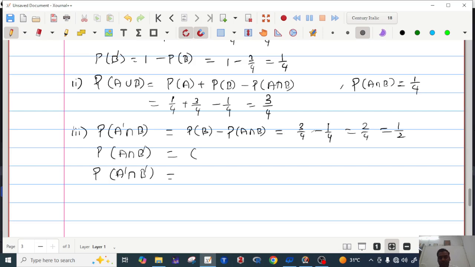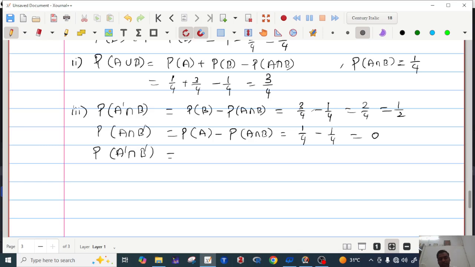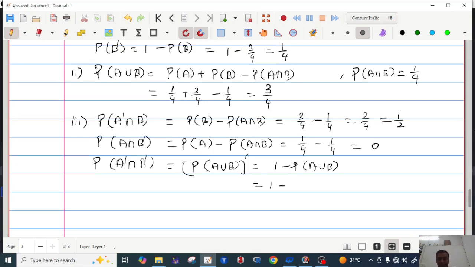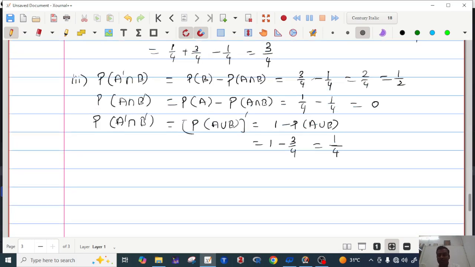Probability of A intersection B dash is probability of A minus probability of A intersection B. Probability of A is 1 by 4, intersection B is 1 by 4. This is 0. Probability of A dash intersection B dash means what? It is the probability of A union B whole dash, nothing but 1 minus probability of A union B. 1 minus probability of A union B, which we have just computed here, 3 by 4. This way, you can find out this.